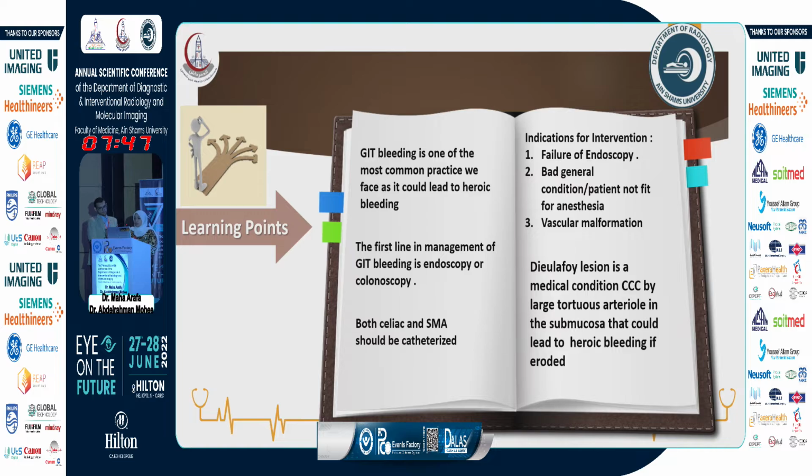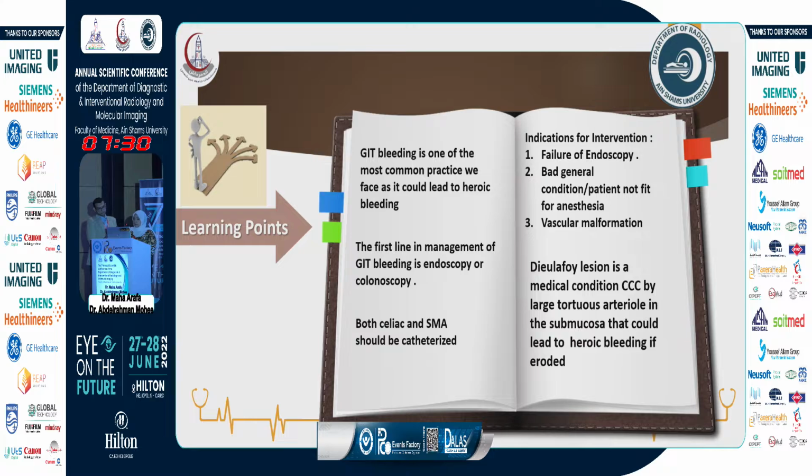Learning points. GI bleeding is one of the most common problems we face, as it could lead to hemorrhagic shock. The first line of management is endoscopy or colonoscopy. Both celiac and SMA should be catheterized. Persistent catheterization of all anticipated branches that could be a source of bleeding is mandatory.